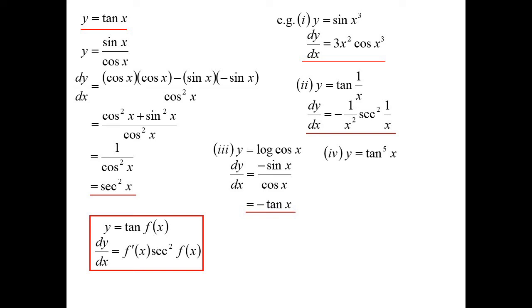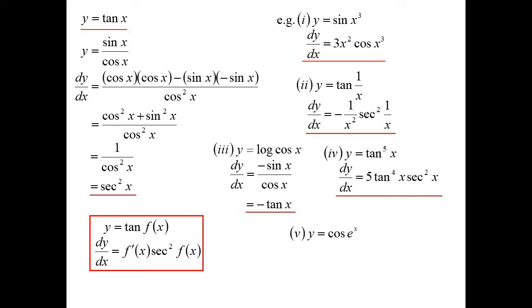Tan x to the power of 5. So remember with trig, we put the power next to the ratio, but that's really saying tan x all to the power of 5. So we're going to use our chain rule. Bring down the power, 5. Lower the power, 4. Diff the inside. The inside is tan x. Differentiate tan x, you get sec squared x. So 5 tan to the power of 4 x, sec squared x.